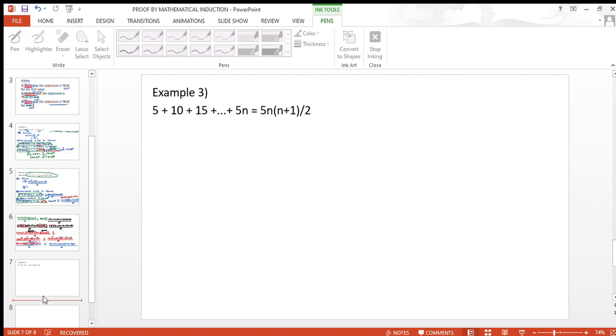One more problem. We have example number 3. So given 5 plus 10 plus 15 plus and so on plus 5n equals 5n times n plus 1 divided by 2.